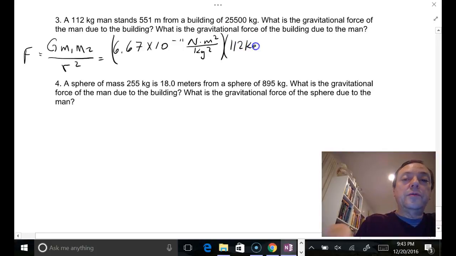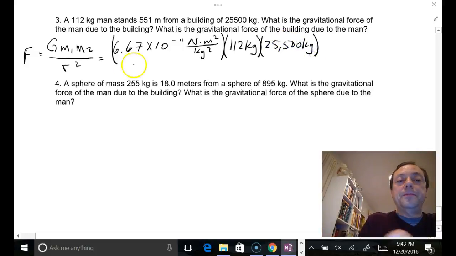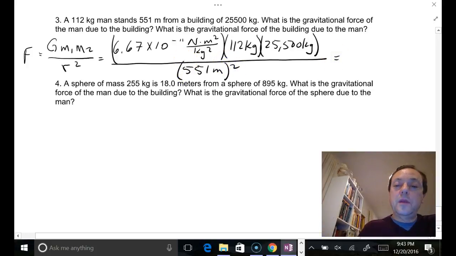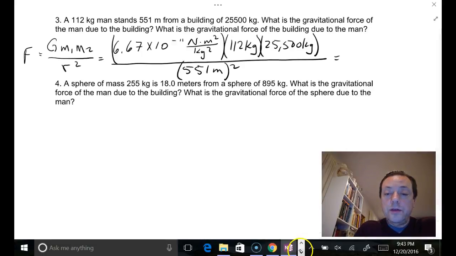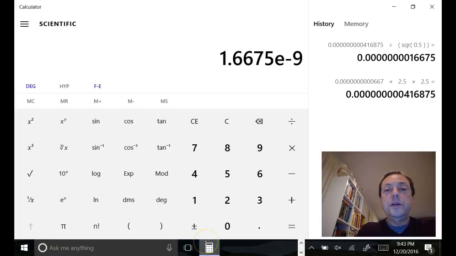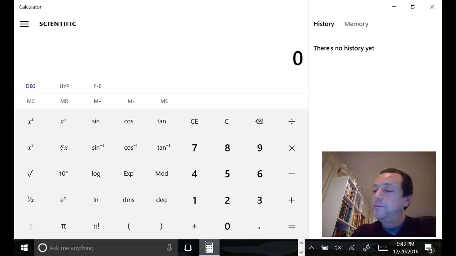112 kilograms for the man, and 25,500 kilograms for the building. And they're about 551 meters apart. We're going to square that, and that is going to give us, let's see what that gives us besides a giant headache. We're going to clear this, clear the history.